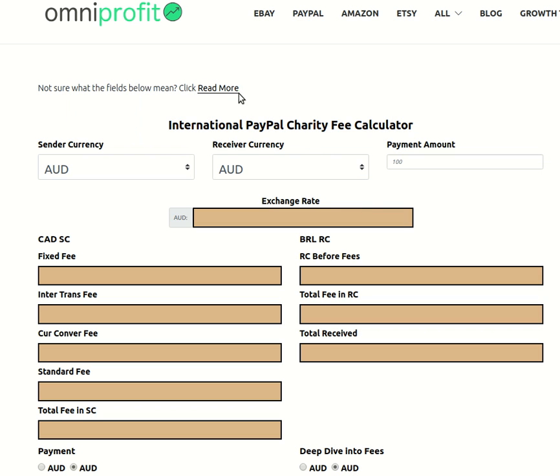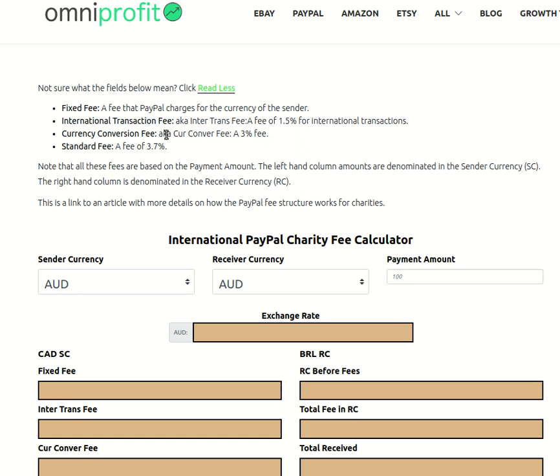If it's your first time to the website, you can click this button here, and it's going to give you a brief outline of what the different fields mean. Pretty soon, we're going to put a link to an article with more information and also a link to this video. But we're going to cover everything here.